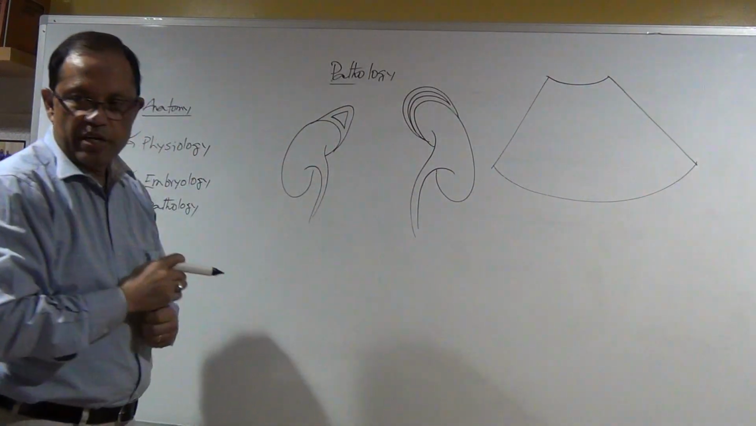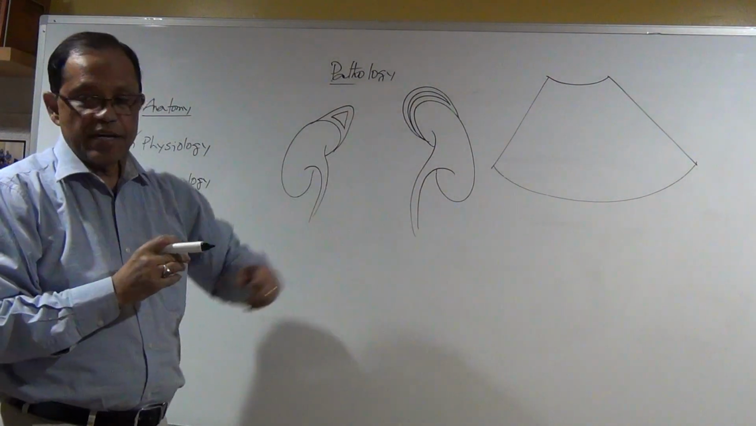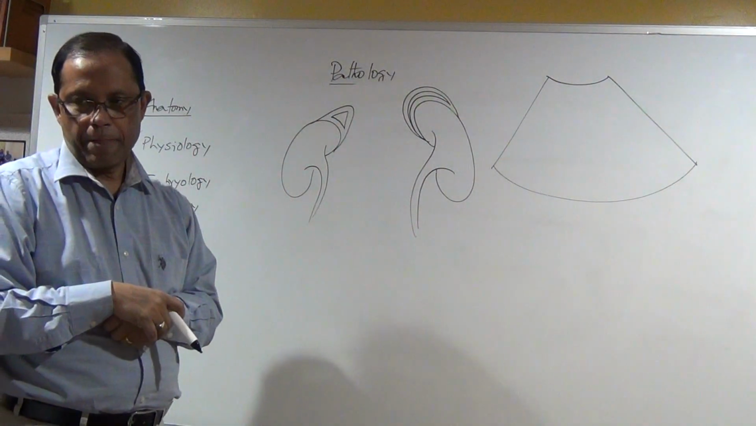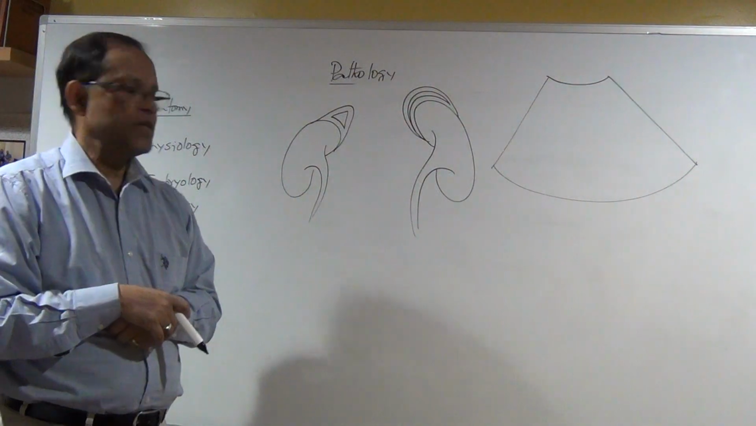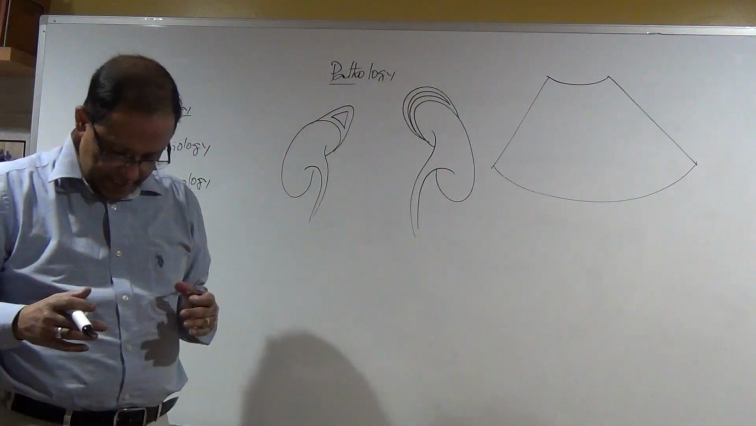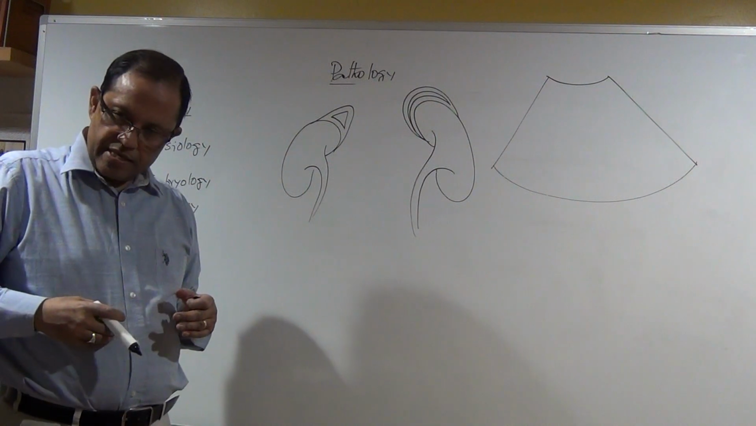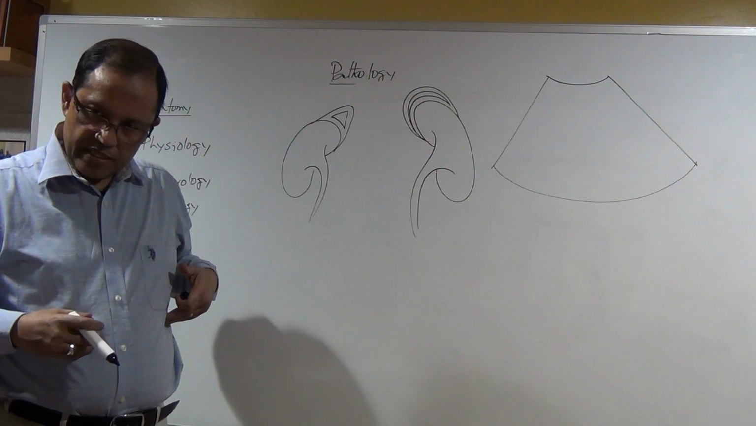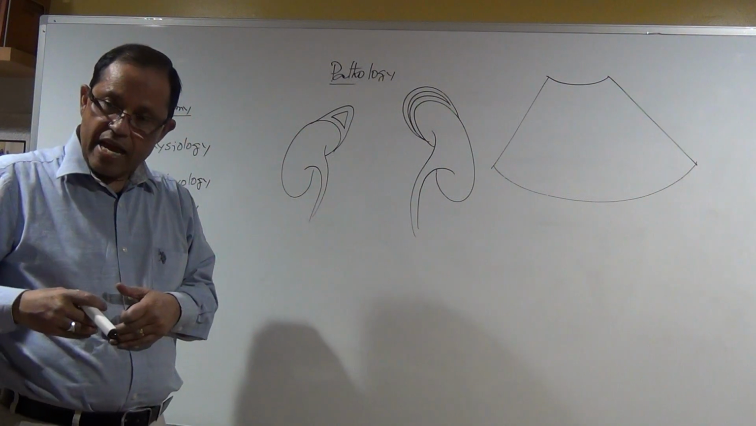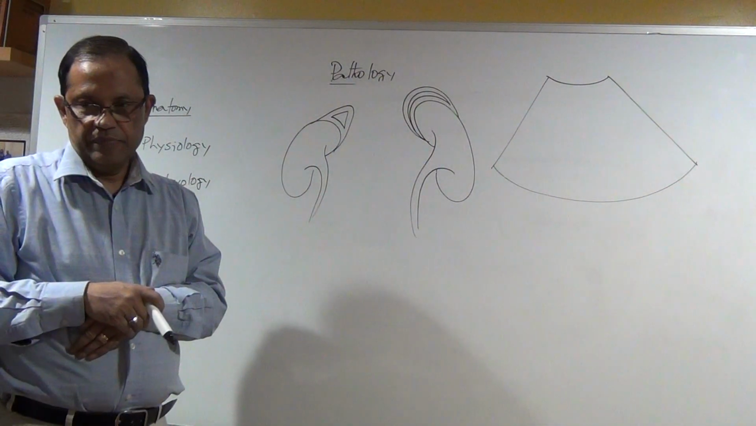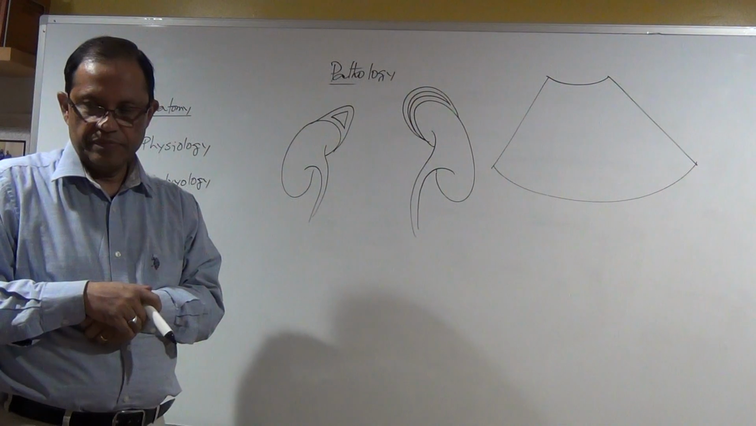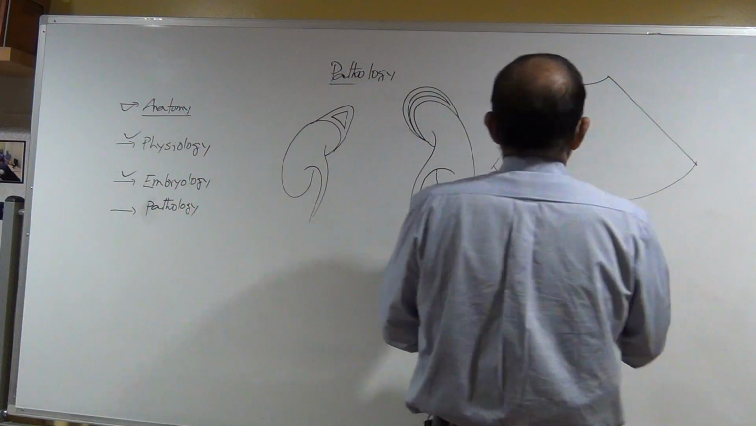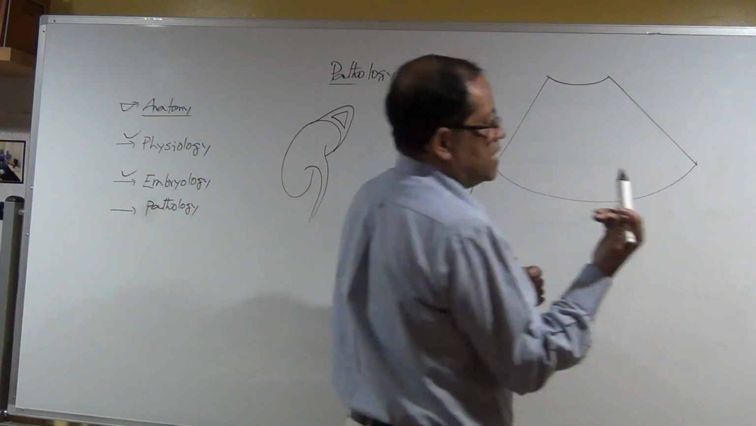The kidney is a retroperitoneal organ, right? The adrenal gland is a retroperitoneal organ. The pancreas is also a retroperitoneal organ. You got it? So now, the pancreas head is on the right side. The pancreas tail is on the left side. Just behind the head of the pancreas is the IVC. Okay? And behind the IVC, there is an adrenal gland.